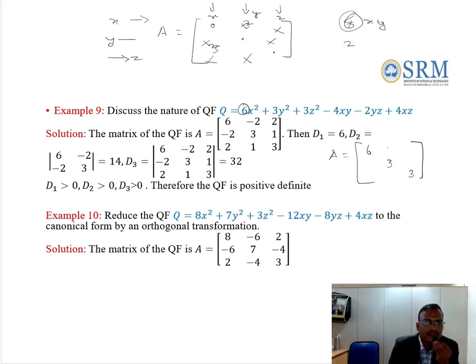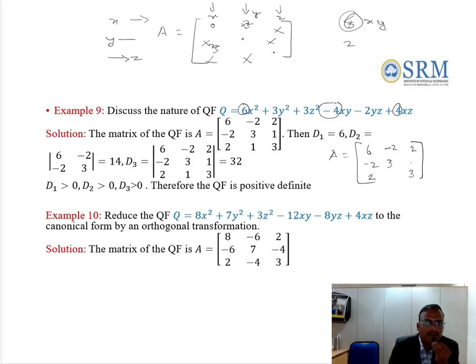What is this one? This position is the coefficient of xy. The coefficient of xy is -4. Therefore divided by 2, that leaves -2. Put -2 here, put -2 here. Then this position is the coefficient of xz. The coefficient of xz is +4. Divide this by 2, that gives 2. Put 2 here and put 2 here.